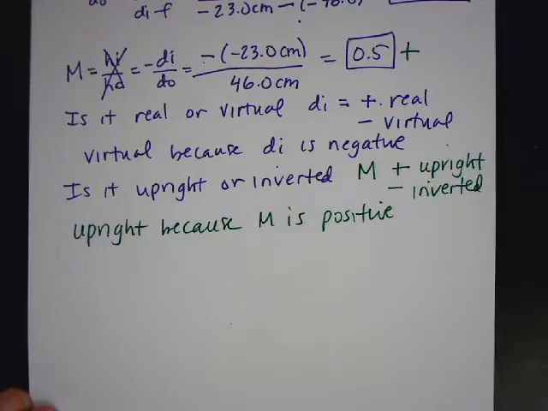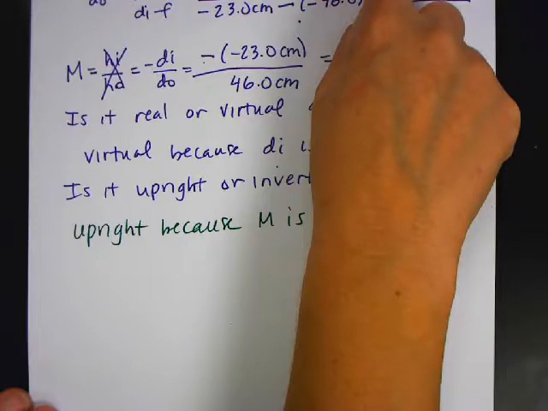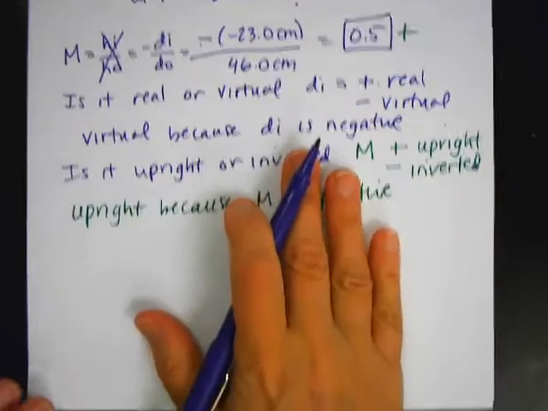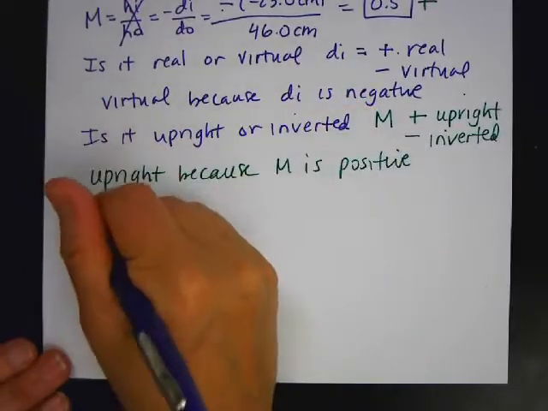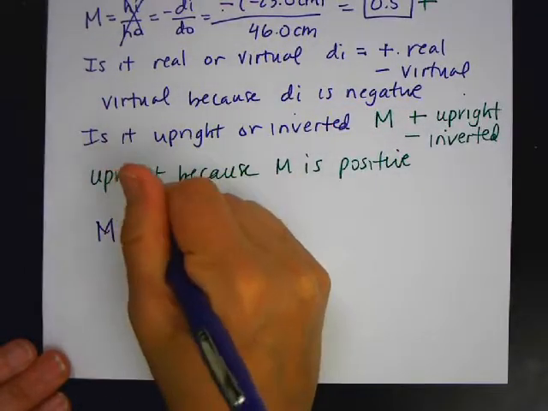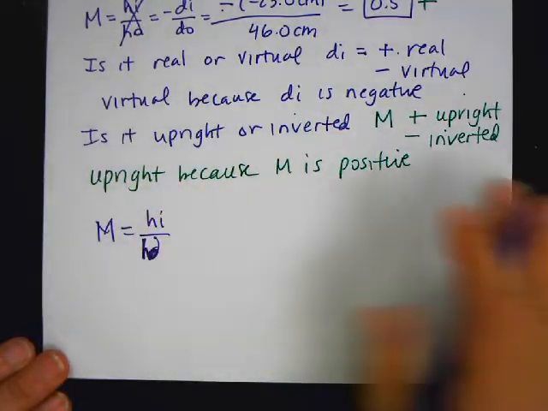And is that it? Oh, we have to find HO. What are we solving for? HO, the height of the object. Well, the only equation that had HO was this. So I'm going to use that same equation, but I'm going to use the part that M is equal to HI over HO. And I'm going to solve now for HO.